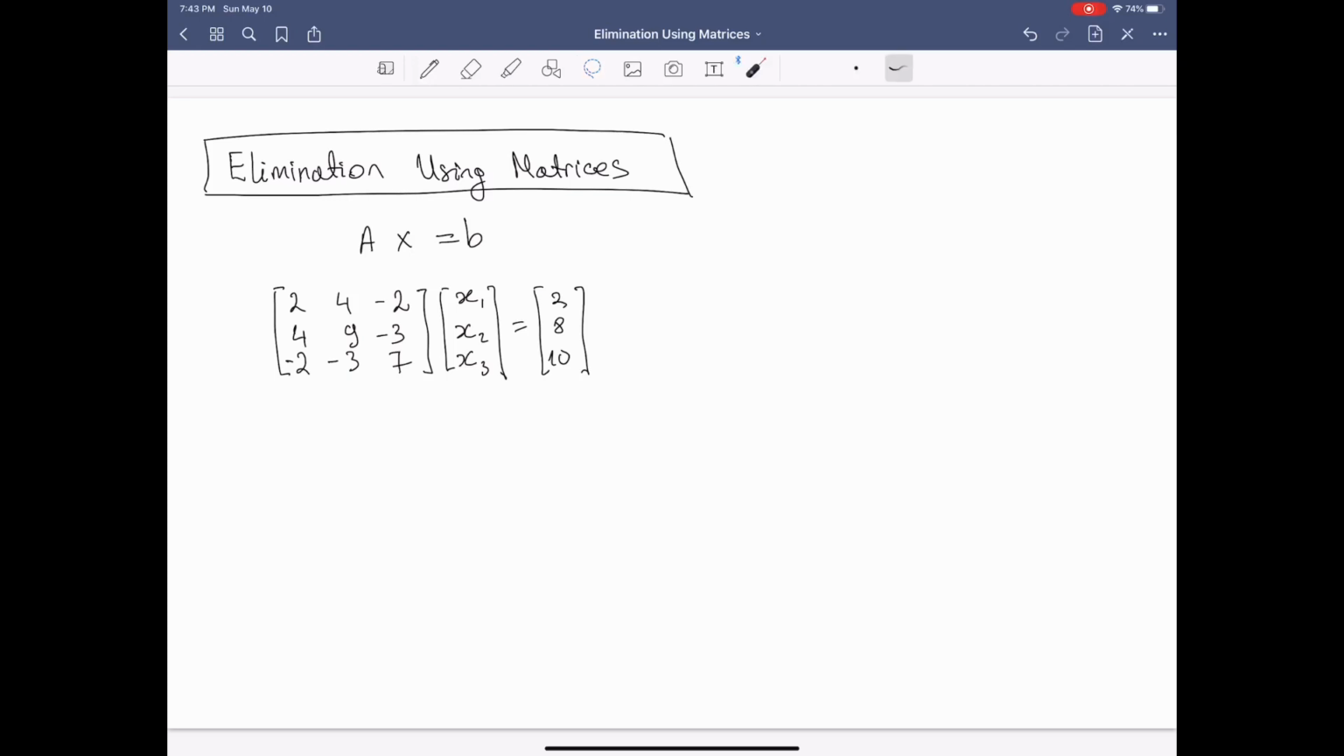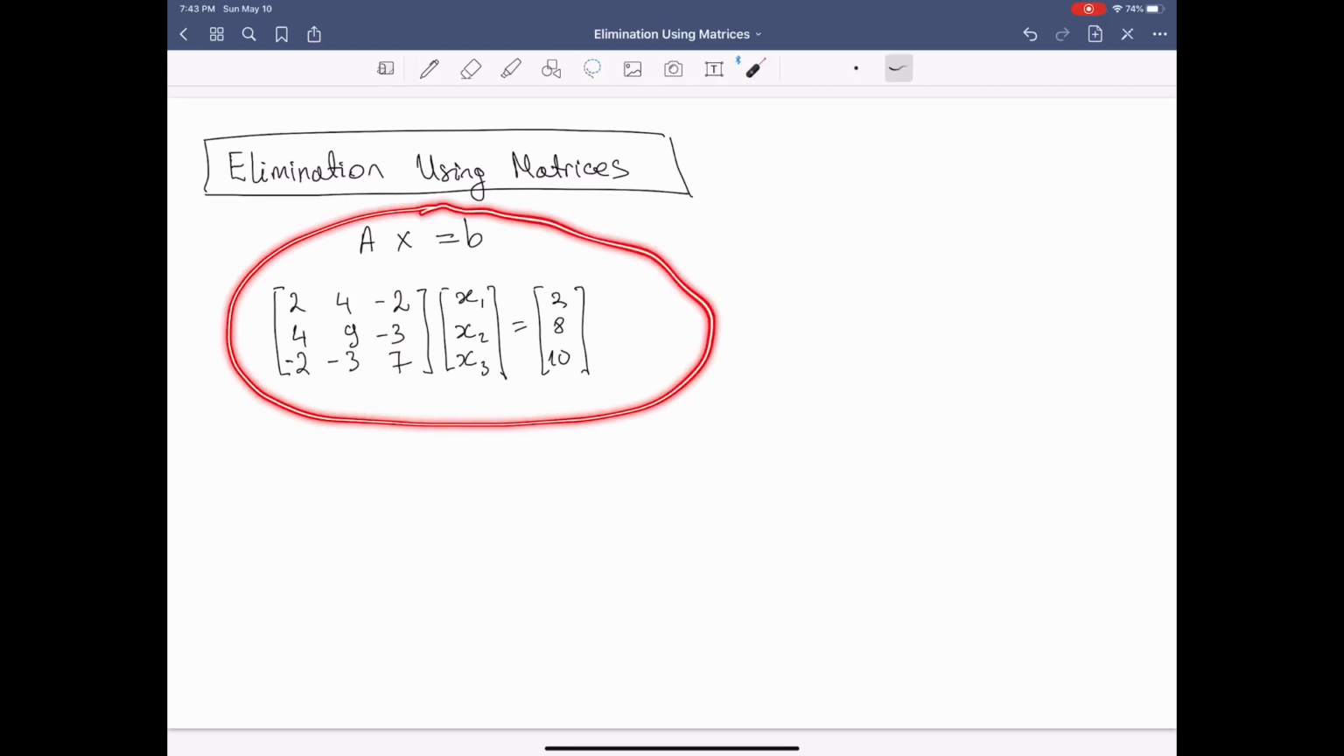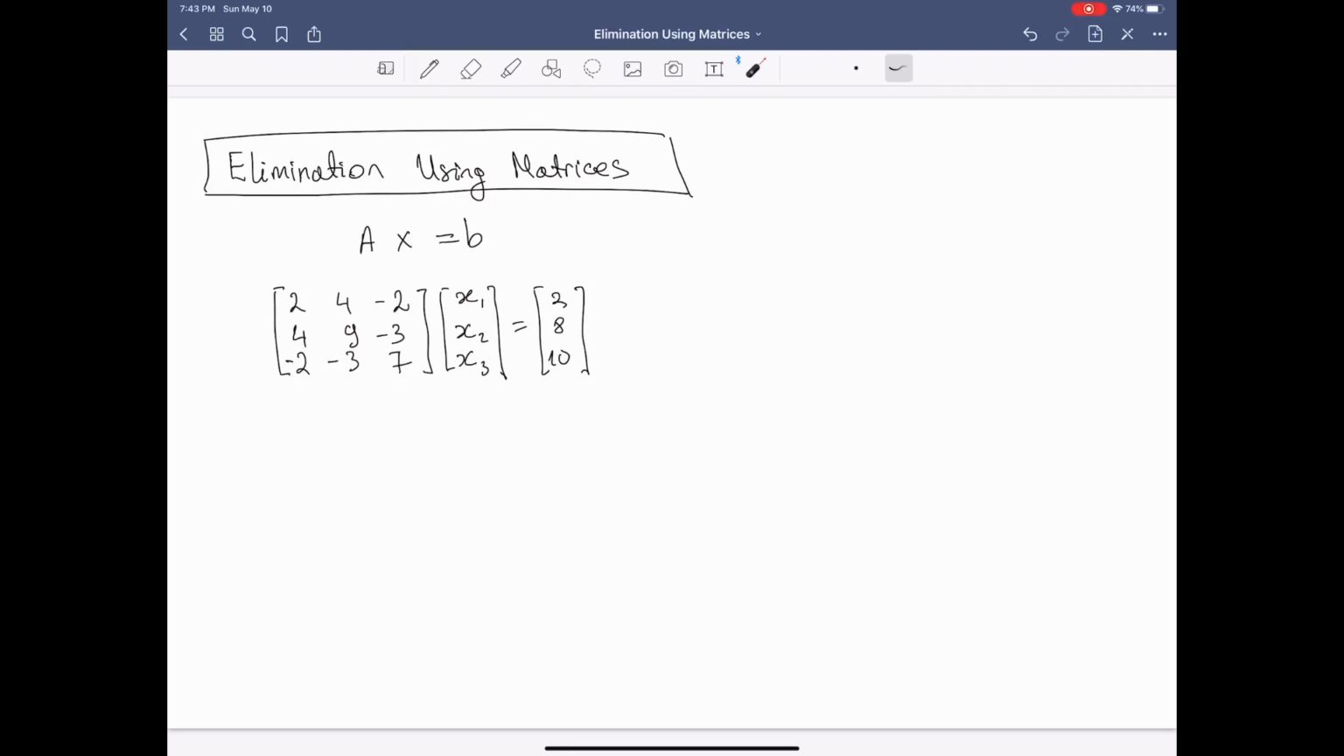Here we have this system Ax equals b. It's a linear system of equations, three equations in three unknowns, x1, x2, and x3. What we did last week was we set up this system, we set up the augmented matrix as follows: 2, 4, negative 2, 4, 9, negative 3, negative 2, negative 3, 7. And then we augmented the vector b: 2, 8, 10. And then what we did was we wanted to carry out elimination.